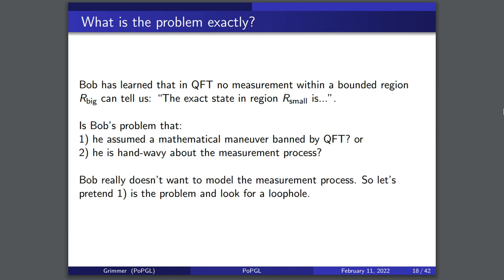So I think the problem's really the latter, but Bob really doesn't want to model his measurement process. And so Bob's going to pretend like the answer is no, and he's going to look for a loophole. He's hit some mathematical snag, and he's just going to back up and try again and try to get around this mathematical obstacle that's in front of him. He doesn't want to change his methodology. He's not willing to admit that he's got a methodological issue here. He thinks he's got a mathematical issue.